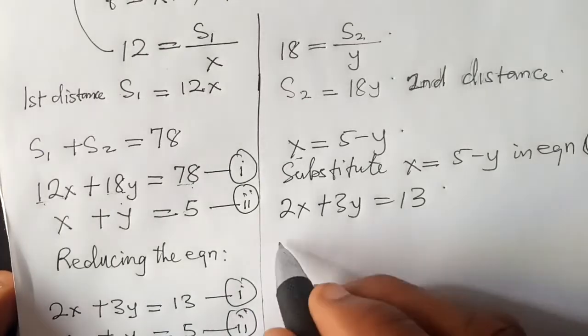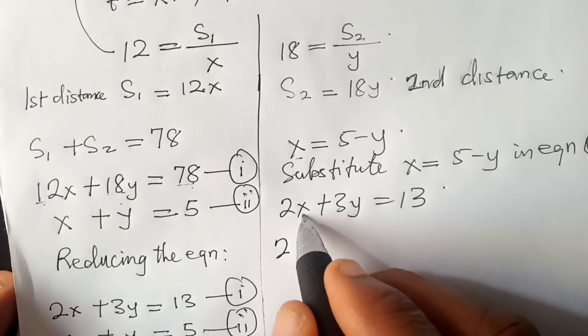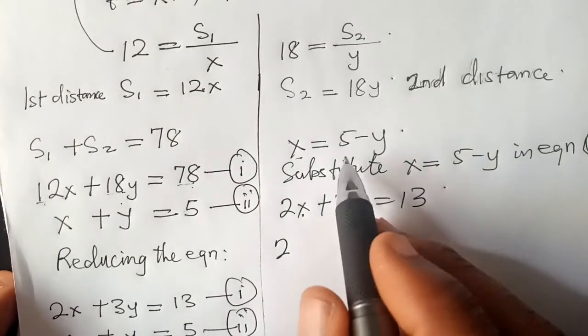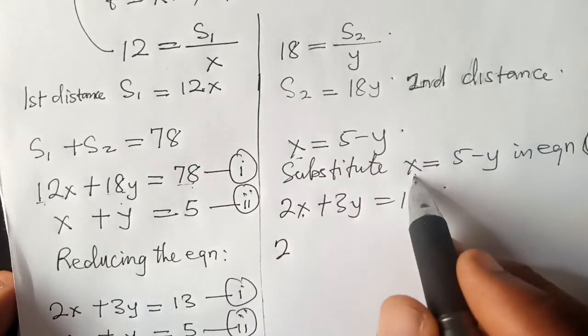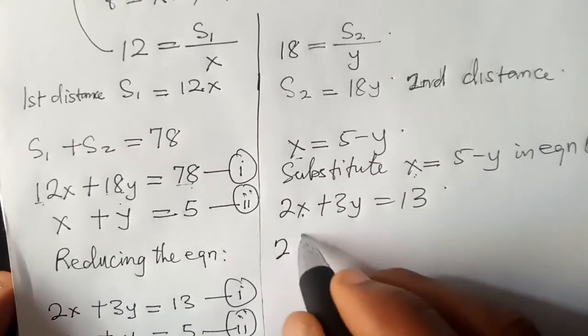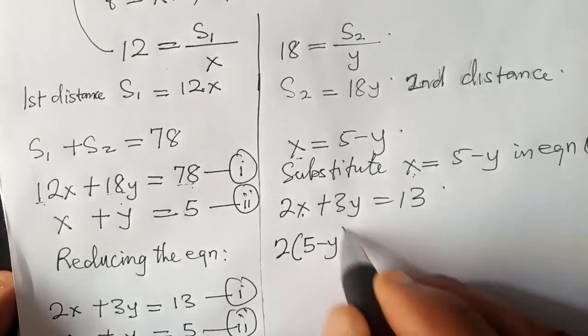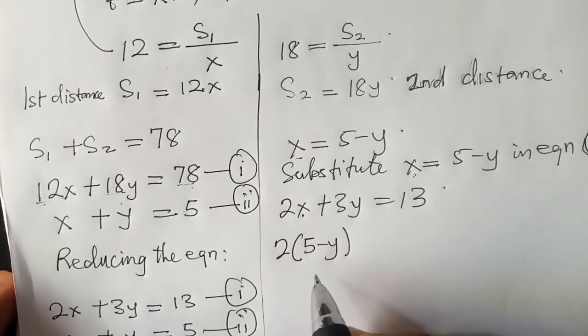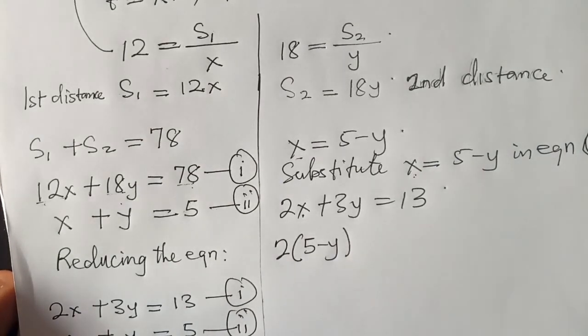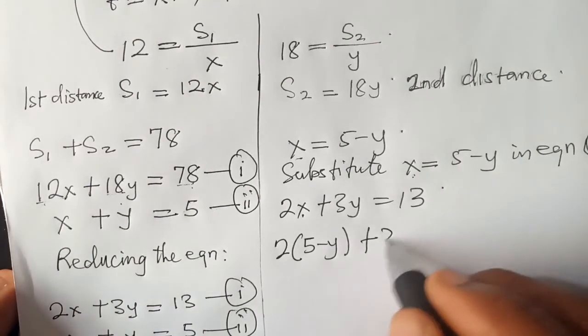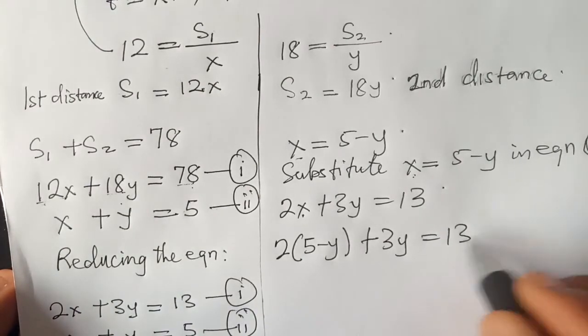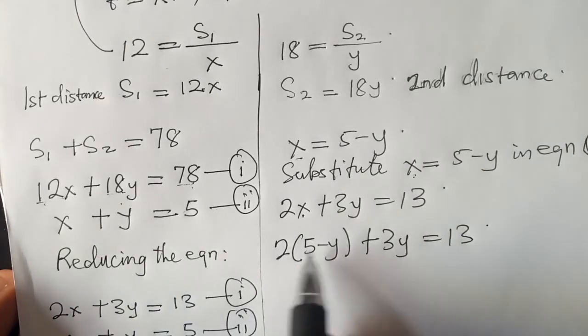Anywhere I see x now, please bring a bracket. Yes, look at that x now. And I will put 5 minus y inside the place where the x is. But I have to use a bracket. If you don't use a bracket, you just fail it, because you will not be able to multiply them well. Now let me multiply the bracket.